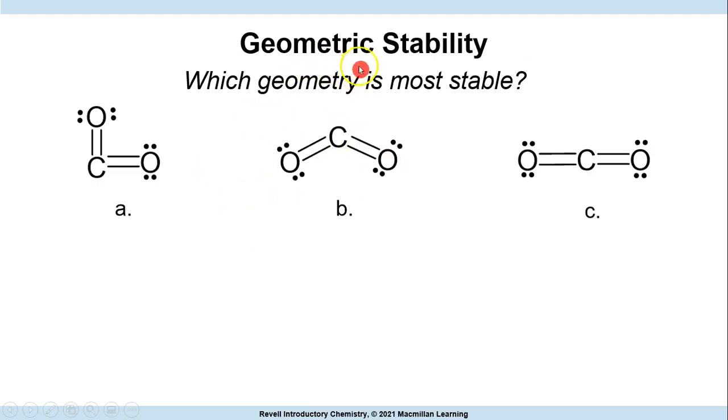Now, we are looking at geometric stability. Which geometry is most stable here? We are looking at the central atom. For the central atom, we have 2 electron sets. So which one is most stable? Will it be this one, or this one, or this one? For you to answer that question, remember we've said the electrons repel themselves and we want to be farthest apart as much as possible. So the correct structure here is C, because they're 180 degrees apart.